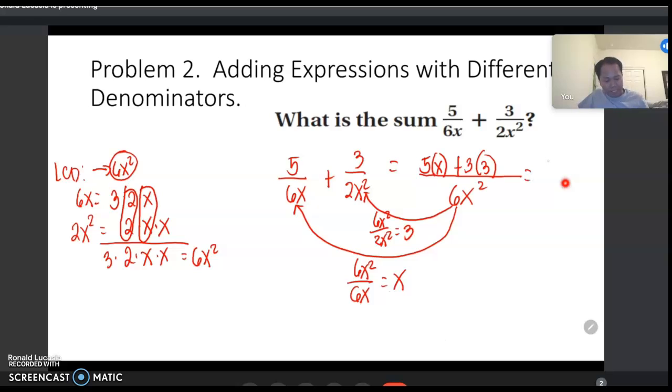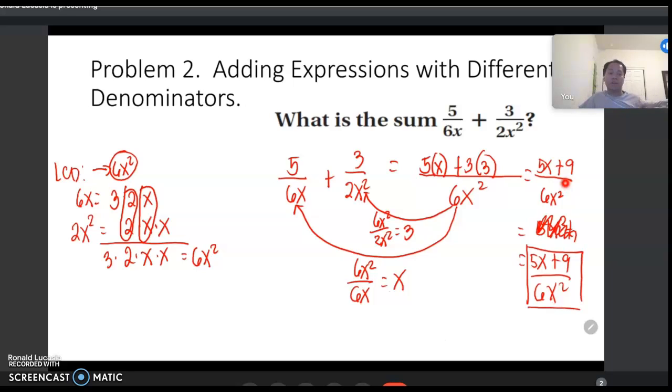So 5 times x is 5x, 3 times 3 is 9, over 6x squared. I'm going to rewrite this one because there is a dot there. I'm sorry, it's not 5x squared. It's 5x plus 9 over 6x squared. This will be the final answer because there is no common factor between the numerator 5x plus 9 and the denominator, which is 6x squared.